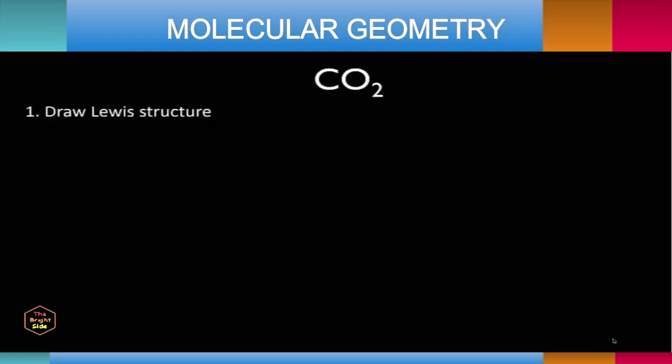Let's start with carbon dioxide. First, pause the video and draw the Lewis structure for this molecule. Remember to tally up the valence electrons in all the atoms first. Okay, so hopefully this is what you drew.